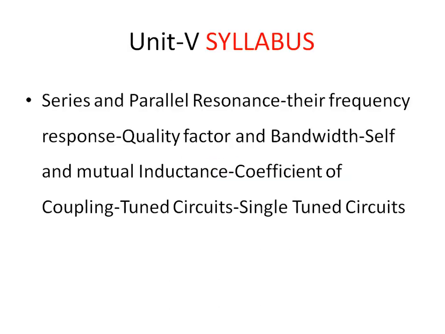What is the syllabus of unit number 5? It should be divided into 3 equal parts. Part number 1 deals with series resonance. Part number 2 deals with parallel resonance. The third one is coupled circuits, that is coefficient of coupling, tuned circuits, single tuned circuits, self inductance, mutual inductance. So we should split unit number 5 into 3 equal parts: part 1 series resonance, part 2 parallel resonance, part 3 coupled circuits.